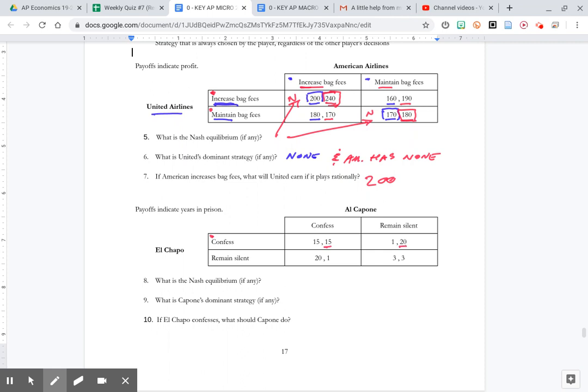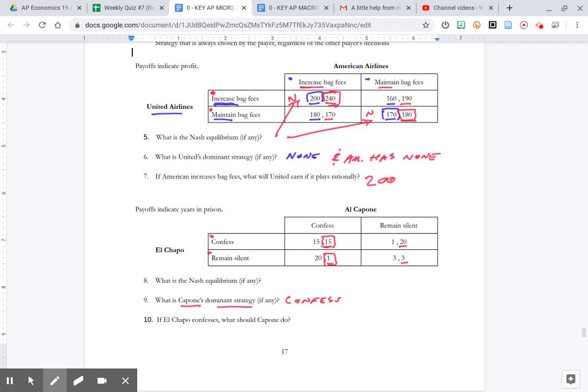What should Al Capone do? If he thinks El Chapo is going to confess, he should confess and get 15. Now, if he thinks El Chapo is going to remain silent, he could get 1 year if he confesses, or he could get 3 years if he remains silent, because maybe they've got them both on some small charges. And in this case, Al Capone will confess. So we can see that no matter what El Chapo does, Al Capone will confess. And so, in fact, that means Capone has a dominant strategy to confess.